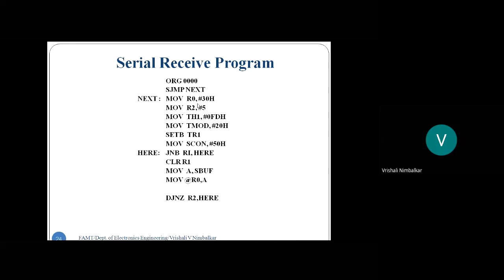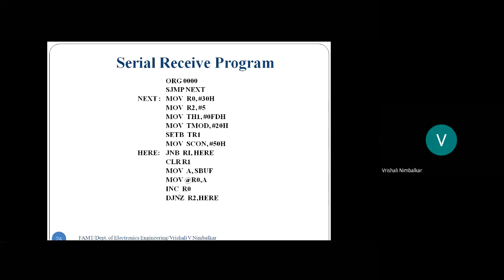At 30 hex, we have stored the first character. The second character should be stored in 31. It means R0 should be pointing to 31. Now what is happening? R0 is still pointing to 30. So before decrementing the counter, I should have taken the pointer to the next location. So before doing DJNZ, I should have incremented the pointer.